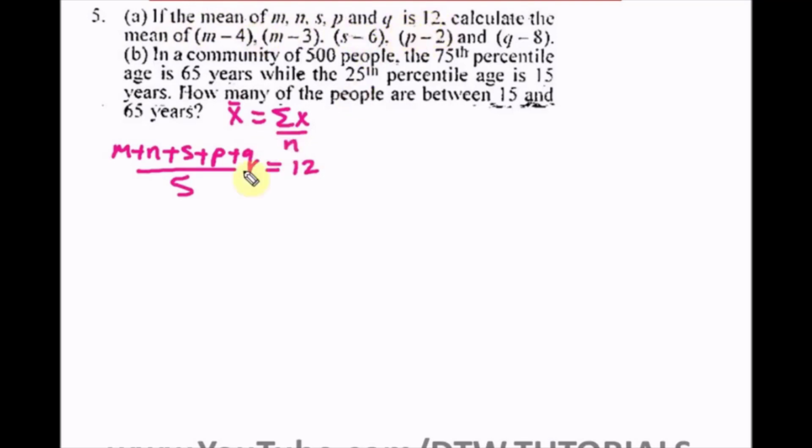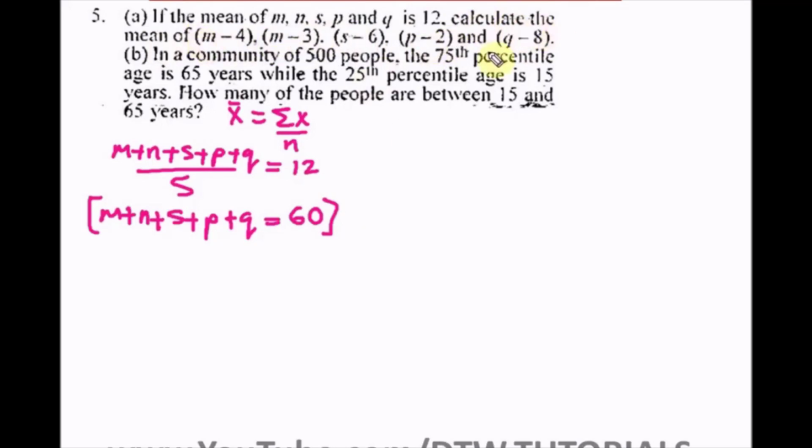12. So it means that M plus N plus S plus P plus Q is equal to, that's 5. We're going to cross multiply, okay? So we have 5 times 12, which is 60. So let's just put this aside. So we state this: M plus N plus S plus P plus Q is equal to 60. We're going to use this in calculating the mean of this set of values.